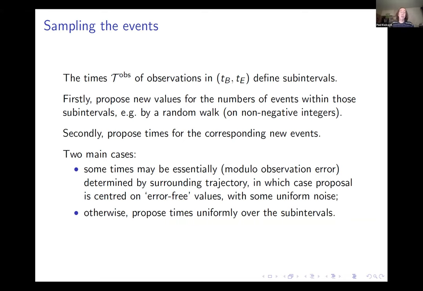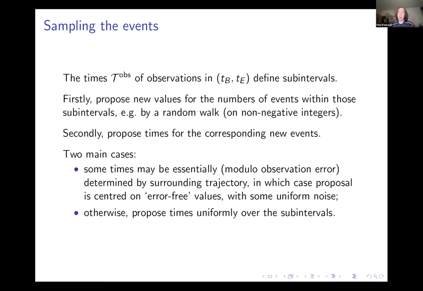Then for the times of those events, there are two cases. If you think about the geometry of these line segments, in some cases, the timing of a turn event is essentially determined by what's going on in the surrounding subintervals. In that case, we construct our proposal by saying, what would the time have to be in the error-free case? And then we add on a little bit of local uniform noise. Otherwise, we just propose the times uniformly over their subintervals.